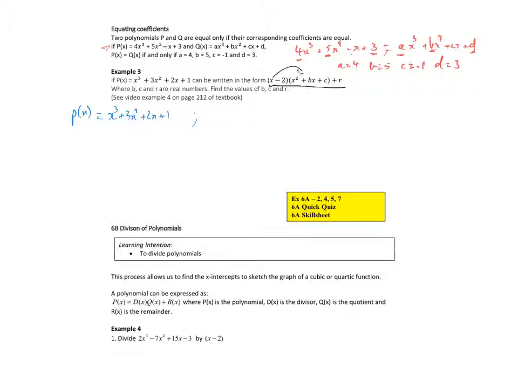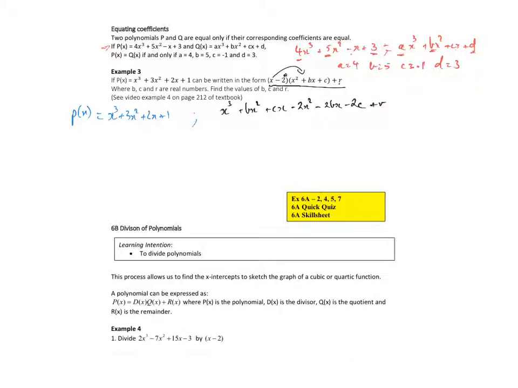So if I do x times everything, I get x cubed plus bx squared plus cx, now multiplied by negative 2, minus 2x squared minus 2bx minus 2c, and I've got the plus r left over. So for this to be the same, all the x cubed terms need to be the same, the x squared terms, the x terms, and the constants need to be equal.